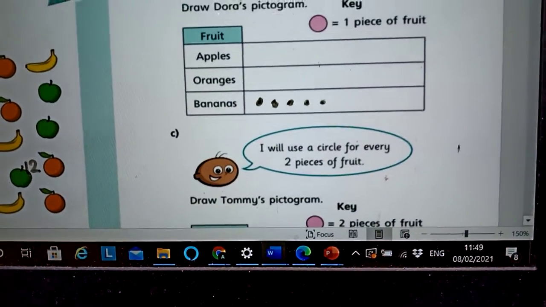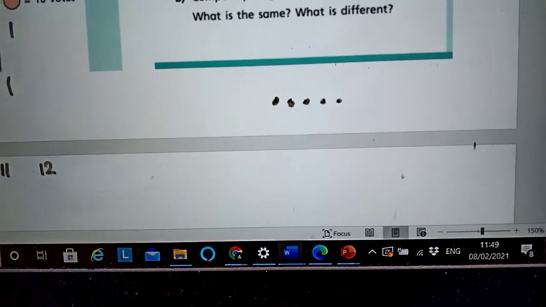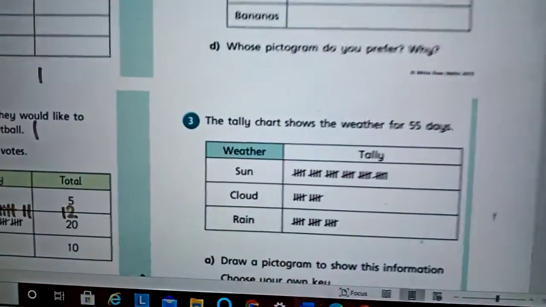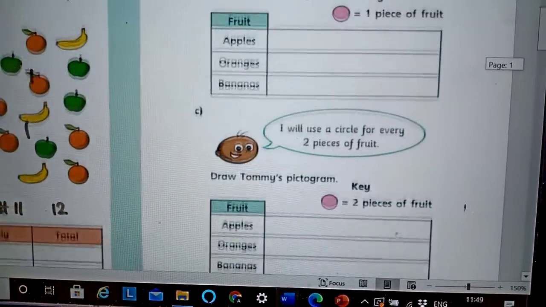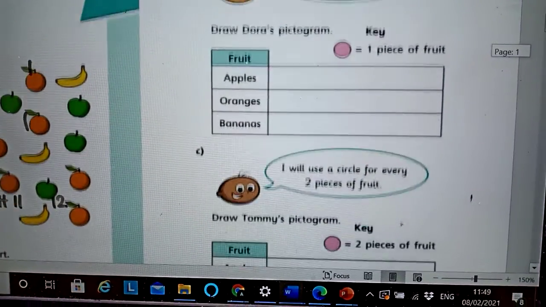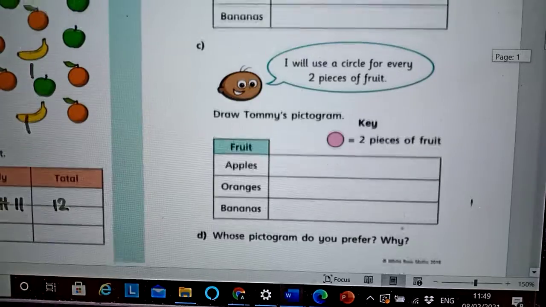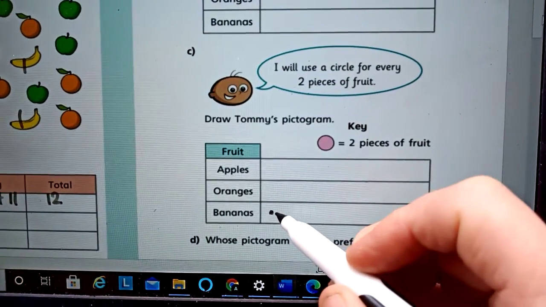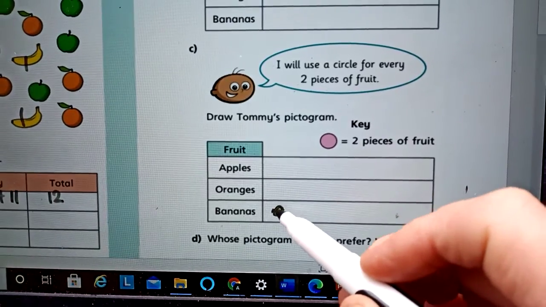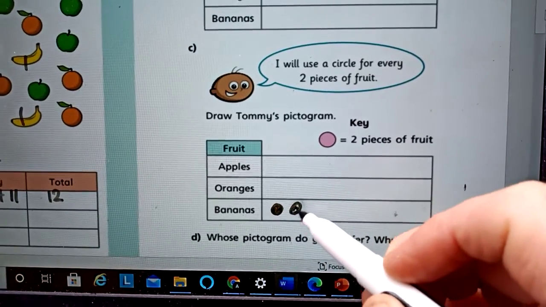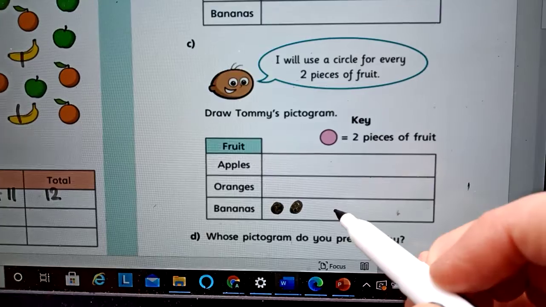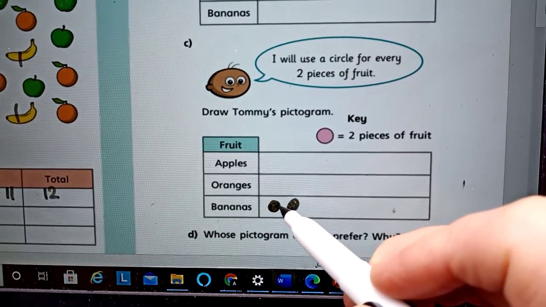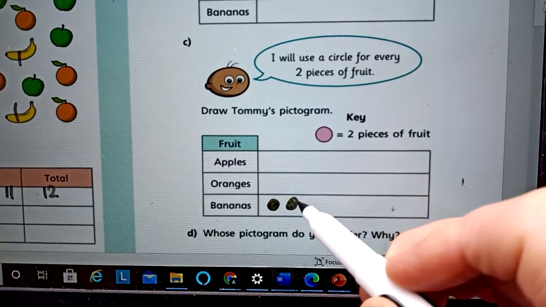But when you come to do this second table, let's get rid of that. So that was the top table, wasn't it? When you come to do this one called C, you're going to have to use those bigger circles with 2 bananas in each. So 1, 2 makes a bigger circle. 1, 2. So there's 2, 4, and then you need to draw 12, but not 12 circles. 12 bananas in big circles.